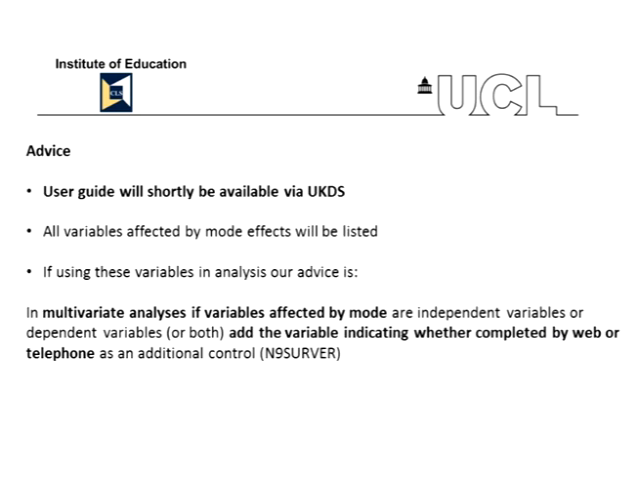So in terms of how to take this into account when conducting analyses, as I say, we've now looked into the potential mode effects for every variable in the NCDS-9 data set. And we will very shortly be putting a user guide up onto the UK Data Service site, which will list all of the variables which do seem to have been affected by the mode in which people answered the questions. And our advice would basically be that if you are using any of those variables in your analyses, then we're advising that you add an additional control variable to your analyses, which is a binary variable which indicates whether the respondent completed by web or telephone.